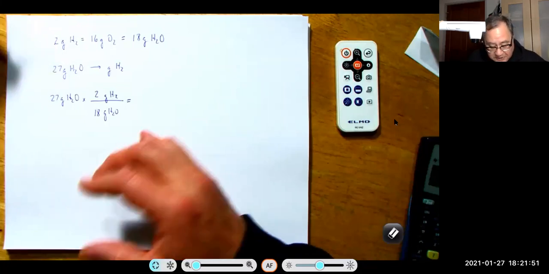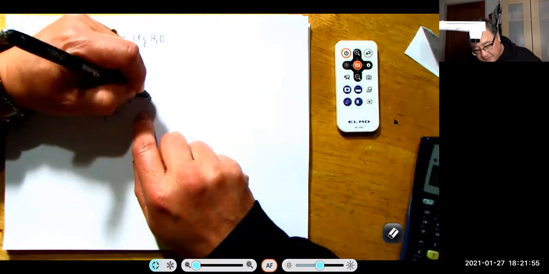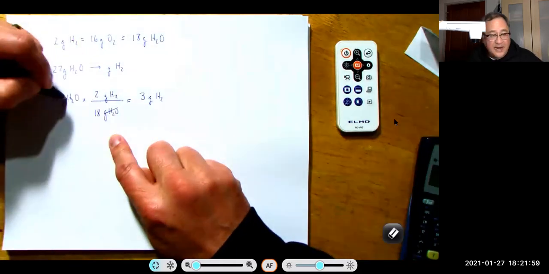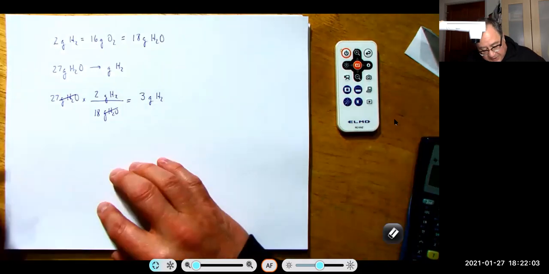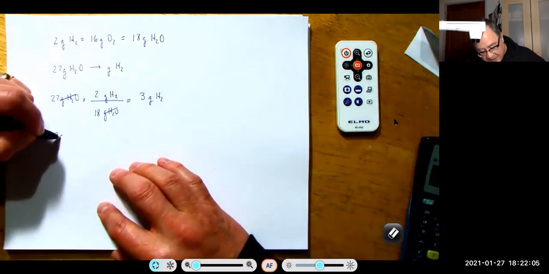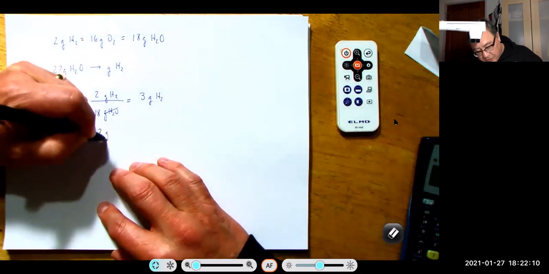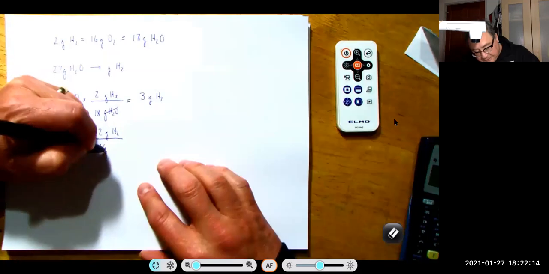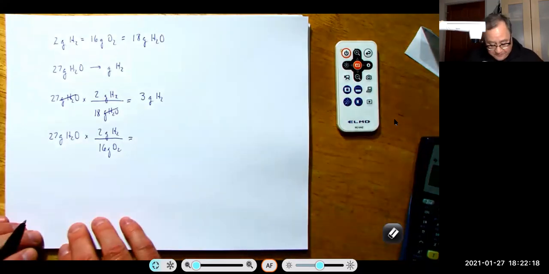So we only get one significant figure over here, and that turns out to be 3 grams of H2. Can you see how the grams of H2O and the grams of H2O cancel? And we get a nice little answer here. Now you can see that if we do this, H2O times 2 grams of H2 over 16 grams of oxygen, nothing cancels as far as the units go.